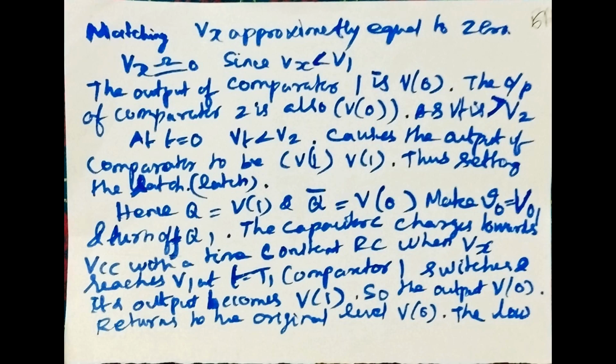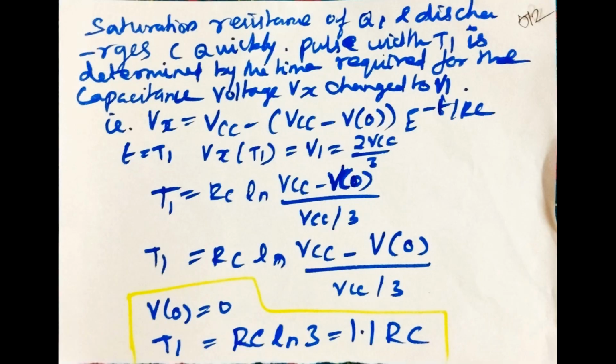Q bar is V0. The capacitor C charges towards VCC with a time constant RC. When Vx reaches V1 at small t equal to capital T1, comparator 1 switches and its output becomes V1. So the output V0 returns to the original level V0. The low saturation resistance of Q1 discharges C quickly.